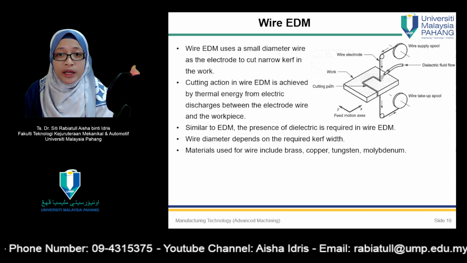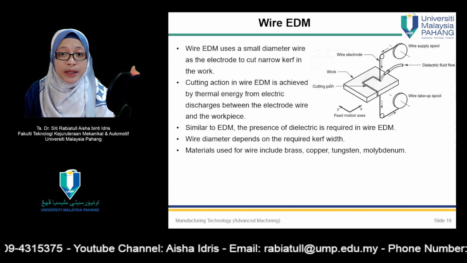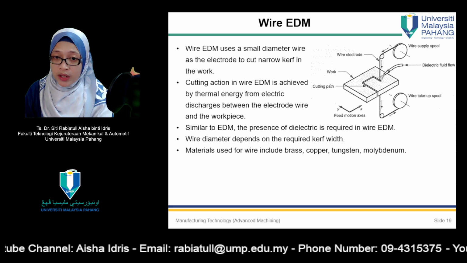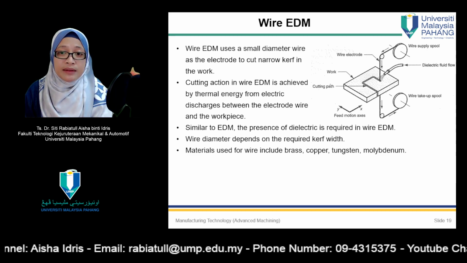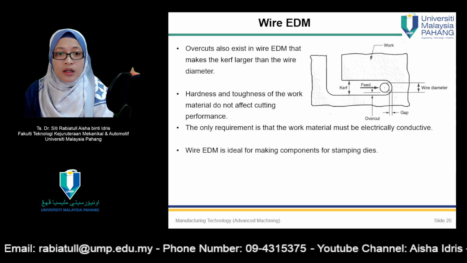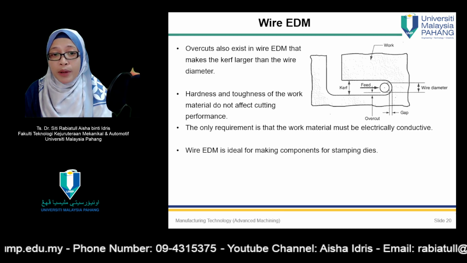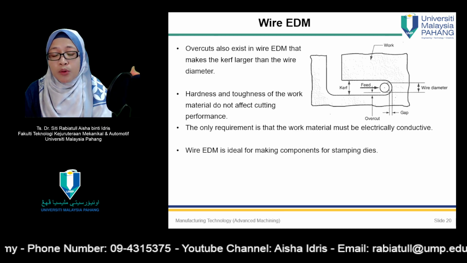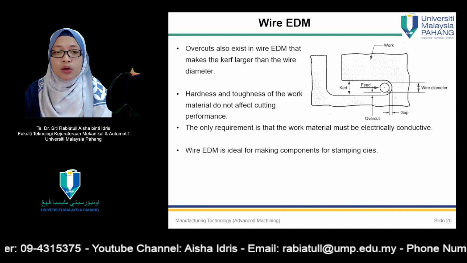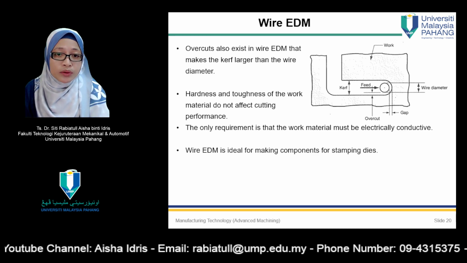As in EDM, wire EDM must be carried out in the presence of dielectric. This is applied by a nozzle directed to the tool-work interface as in our figure here, or the work part is submerged in a dielectric pot. Wire diameter normally ranges from 0.076 to 0.3 mm depending on the required curve width. Materials used for the wire include brass, copper, tungsten, and molybdenum. Dielectric fluids include deionized water or oil.